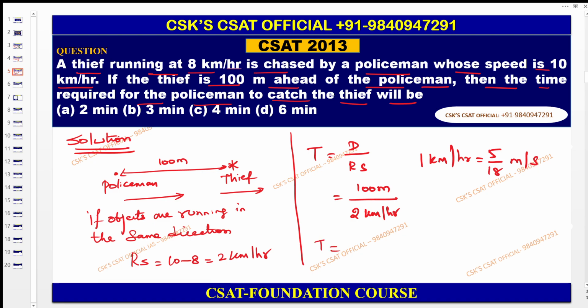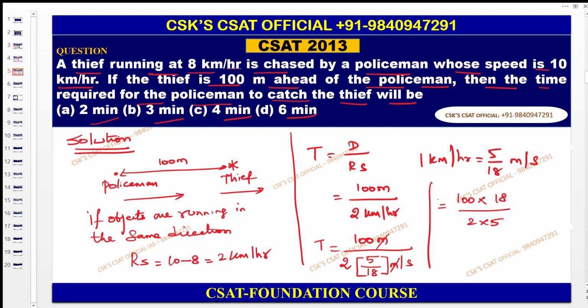So therefore substitute this. So 100 meters, since all the options are in minutes, we have to convert kilometer per hour into meter per second. So 2 into 5 by 18 meter per second, and then meter gets cancelled, and the unit also gets reciprocal here. So which is equal to 10 into 18 by 2 into 5. The 2 into 5 is nothing but 10. You can cancel this one. Again here 10. This is seconds. So 10 into 18 becomes 180 seconds.